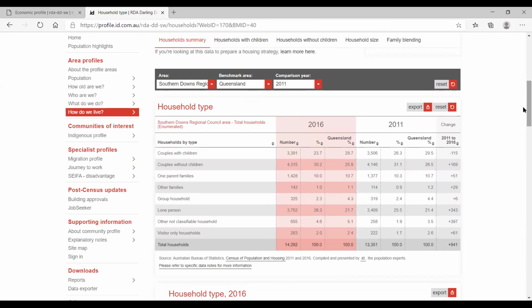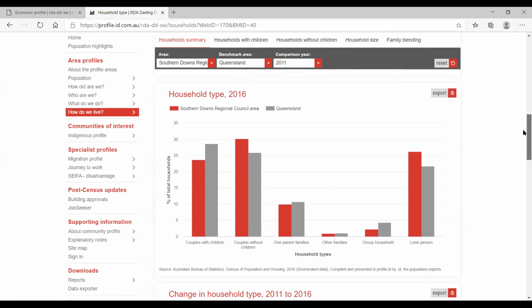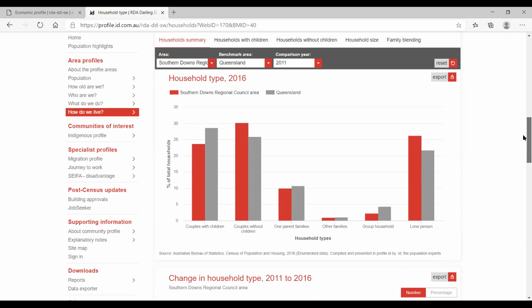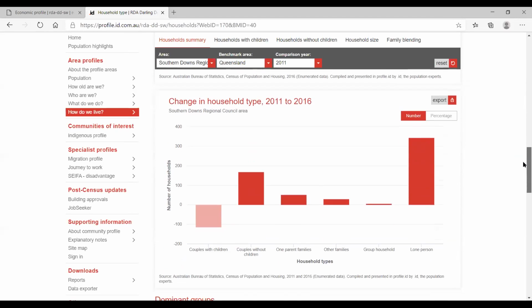Now we want to have a look at the household type. So are they couples with children, couples without children, one parent families, group households, lone persons, this sort of thing. So we can start to get a feel for our household type compared to our dwelling structures in our community and what we're supporting. So we can see a much higher proportion of couples without children, so our retirees perhaps, and our lone person households. Okay, so couples without children and lone person, and then let's see where we're changing.